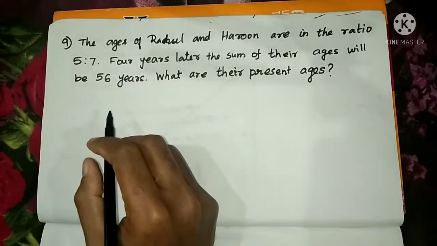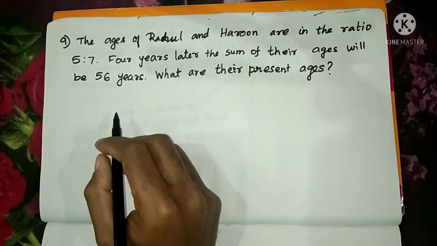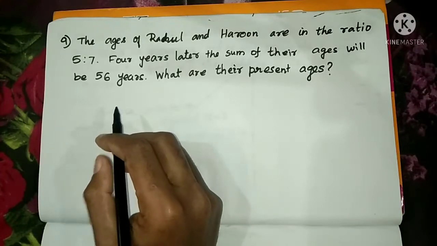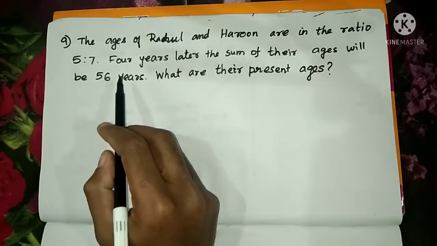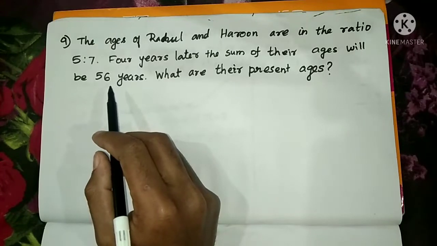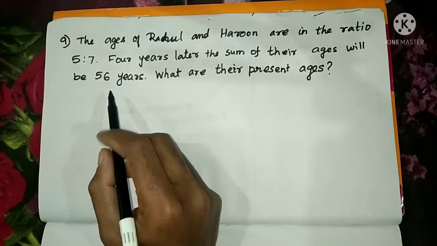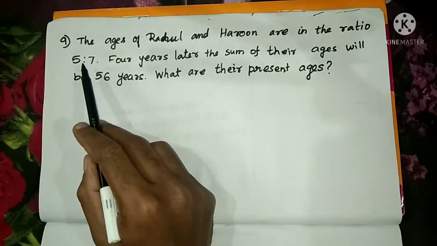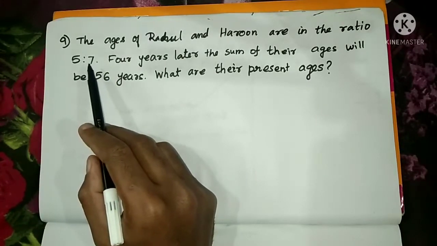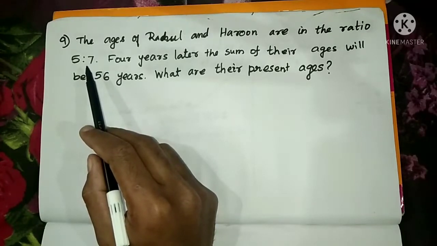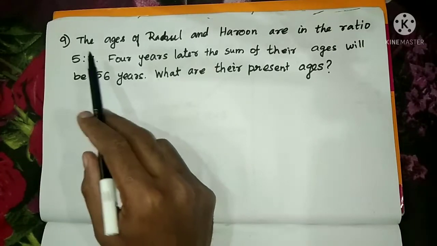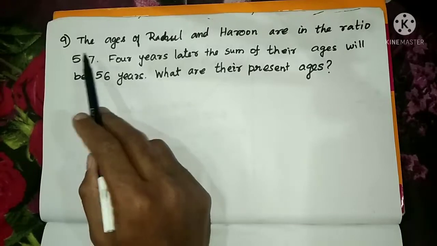Let us solve this ninth question. The ages of Rahul and Harun are in the ratio 5:7. 4 years later, the sum of their ages will be 56. What are their present ages? Here their ages are given in ratio. What does ratio mean? It is a comparison of two quantities and it is written in its simplest form. So this number is simplified.